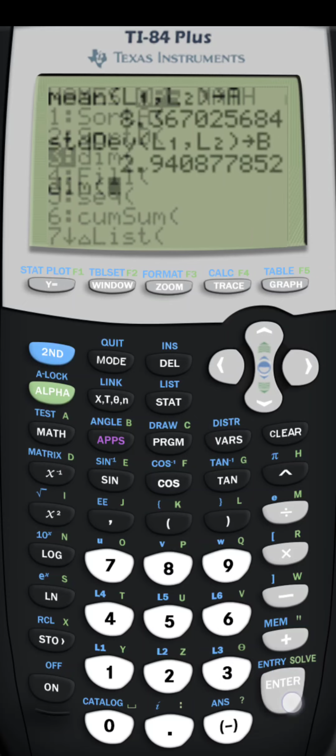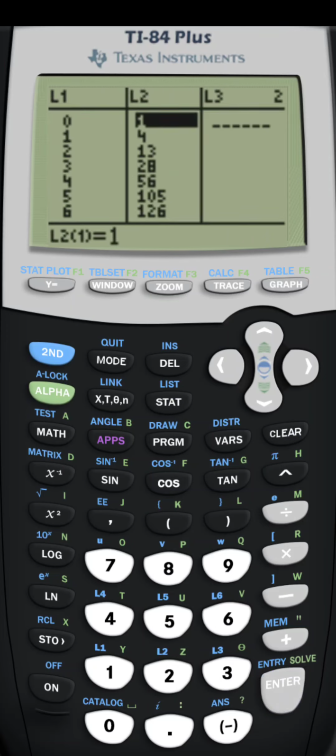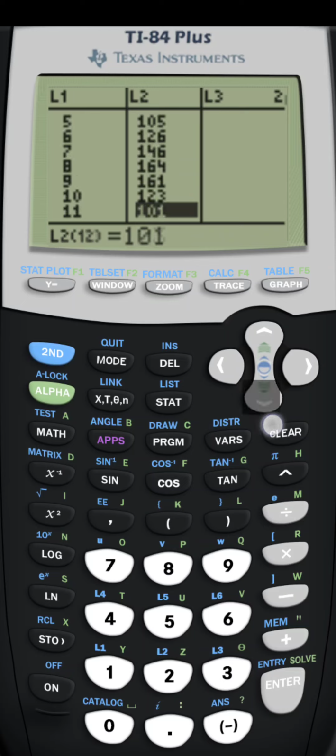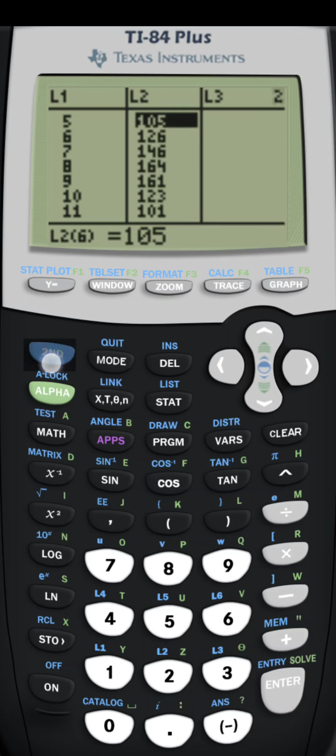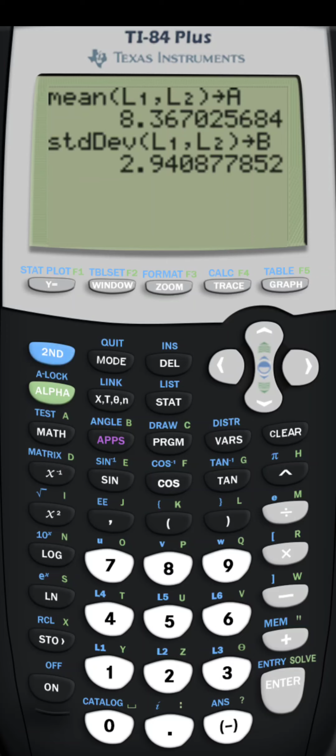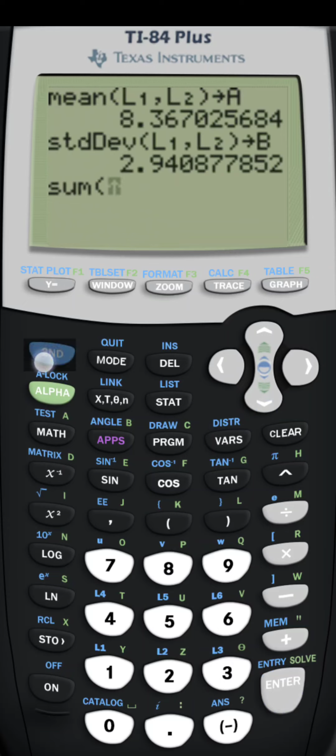So the dim, that gives you the length of a list. However, we have a frequency distribution, so we don't want to calculate a length of a list. You think about what we have here. This column is telling you how many observations occur for each outcome. So what we need to calculate is the sum of this column. That will tell us how many total observations we have. So we're going to go over to second list, and that is under math. So we want to calculate sum L2. And let's go ahead and store that in, let's say, C.